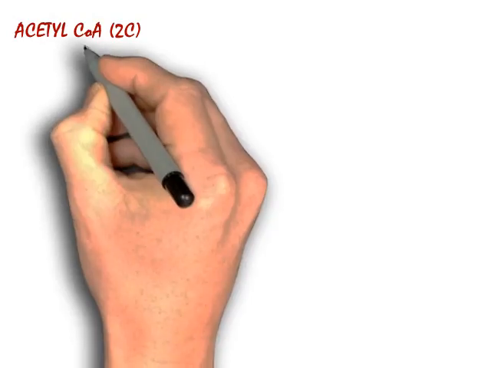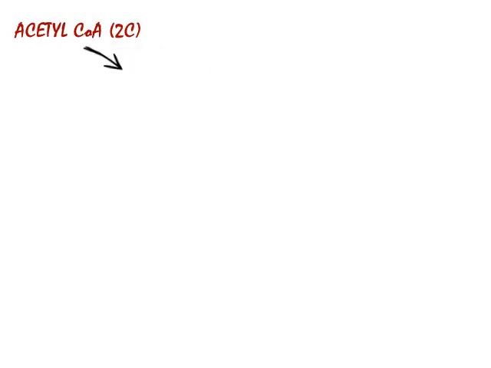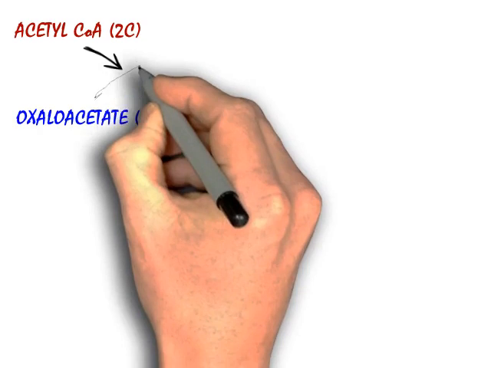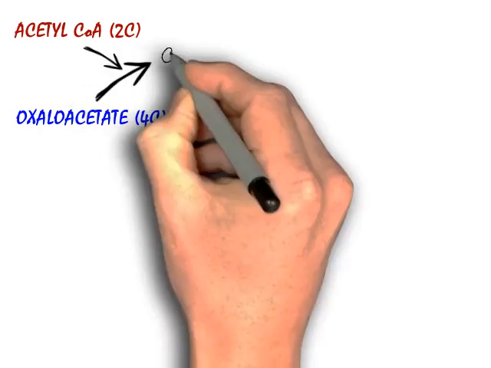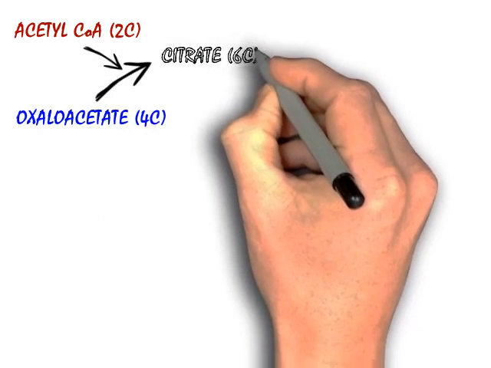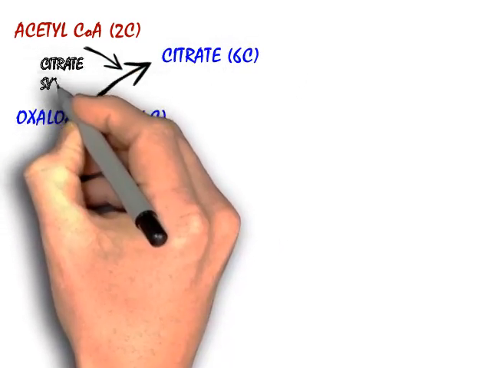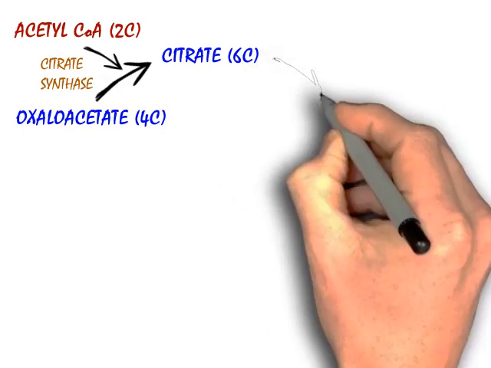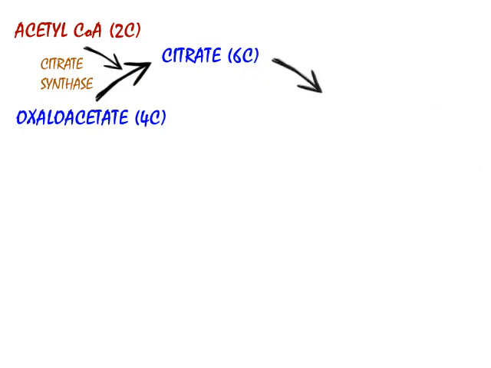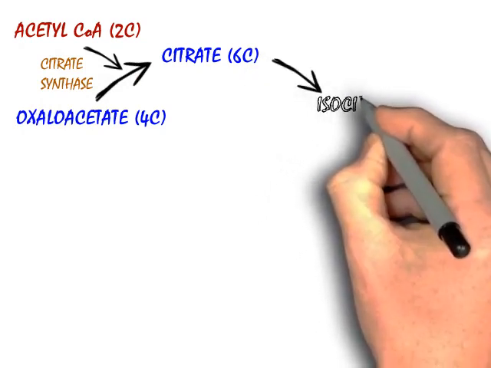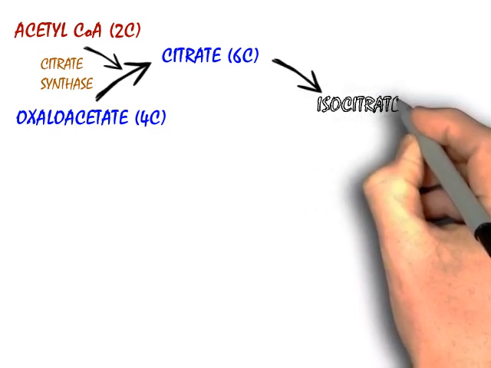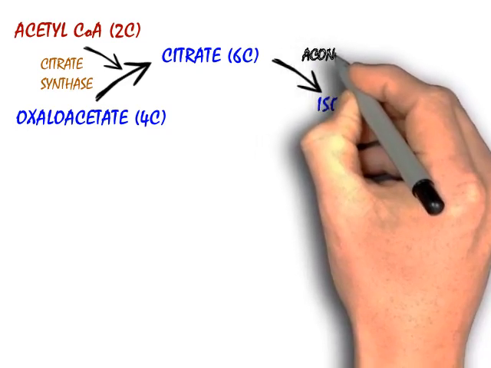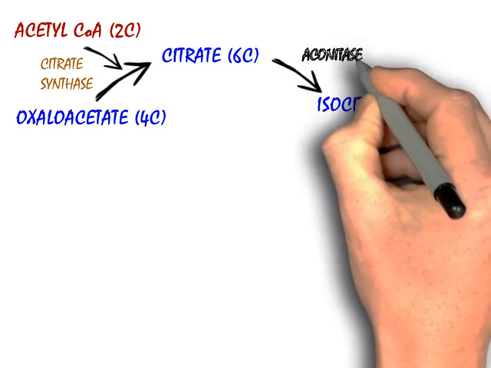In the very first step of the citric acid cycle, acetyl-CoA joins with a 4-carbon molecule, oxaloacetate, releasing the coenzyme A group and forming a 6-carbon molecule, citrate. This reaction is catalyzed by the enzyme citrate synthase. Now in the second step, citrate is converted into its isomer, isocitrate. This is actually a 2-step process involving first the removal and then the addition of a water molecule, which is why the citric acid cycle is sometimes described as having 9 steps rather than 8 steps.